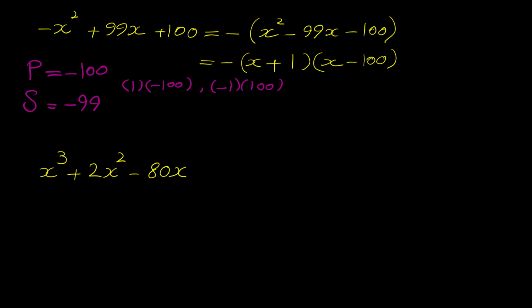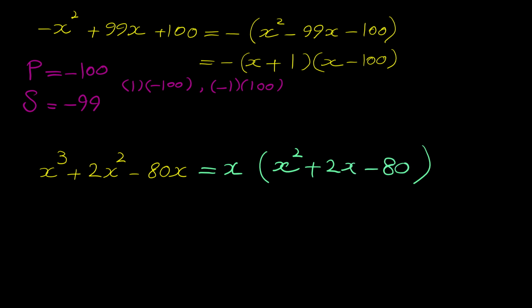Let me repeat this here. When you look at any expression, when you want to factor, first check for common factor before thinking of any method. Factor common factor first. Here, x is the common factor. If we factor x from these terms, then we have x to the 2 plus 2x minus 80.